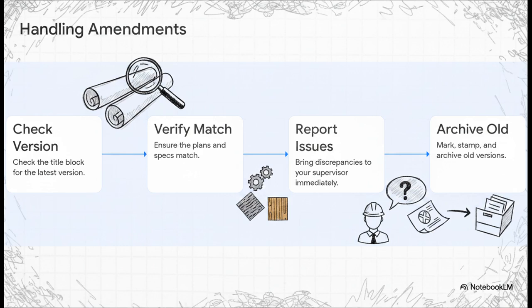So, what's your game plan? If you spot an inconsistency, let's say a hallway is drawn as carpet on the plans, but the specs say timber, stop right there. First, check the title block on your drawing to make absolutely sure you're holding the latest version. Second, verify the discrepancy. Third, flag it with your supervisor immediately so they can talk to the architect. And lastly, never, ever toss old plans in the bin. Mark them, stamp them as superseded, and archive them safely, just in case someone asks questions later.